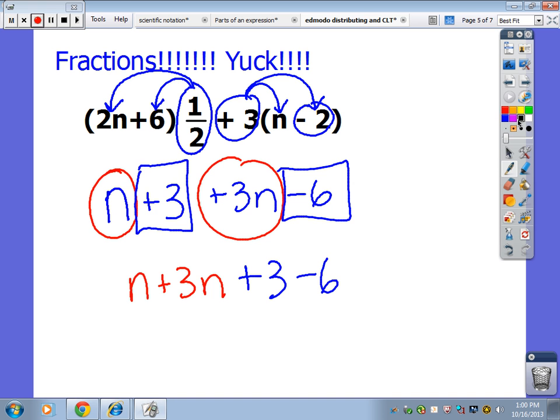And now I want to go ahead and combine them. So n plus 3n is 4n. And then positive 3 plus negative 6 is negative 3. There is your final simplified expression. Don't get freaked out by those fractions. It just means that you have to do a little extra thinking.